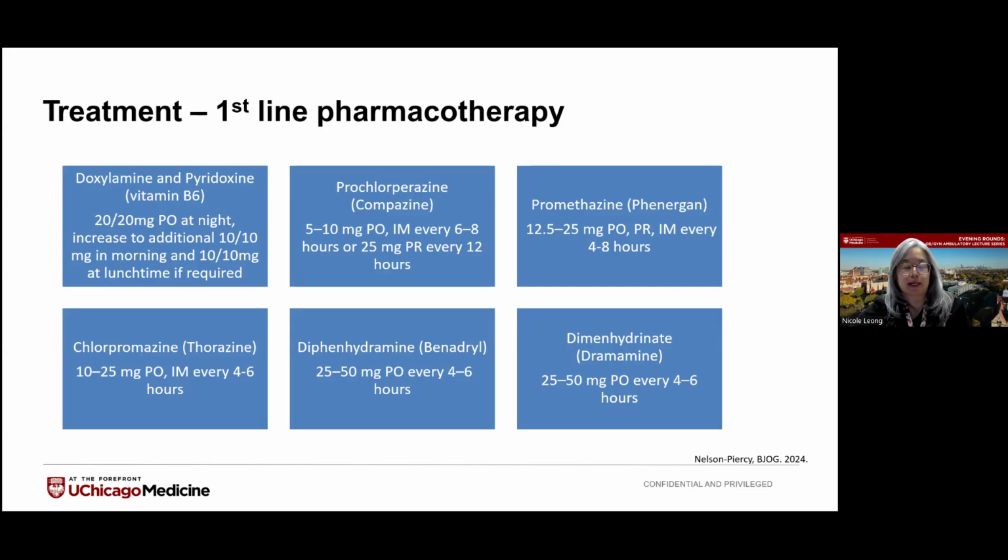So typically, because we do have good evidence of safety, we'll start with the doxylamine and pyridoxine combination, and you can start it at night only. It does make you sleepy because it is an antihistamine. So if someone has to work throughout the day and it's difficult for them to take this medication in the day, they can take it at night only. And then we can add some of the second line therapies for during the daytime. I'll show you what those are in the next slide.